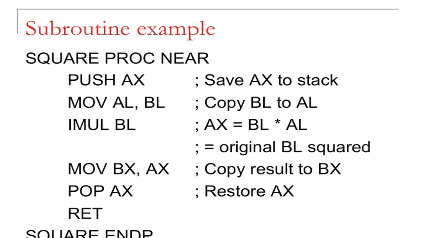We have a push and a pop. Here we only protect one register. If your subroutine uses other registers, for example CL or CX, DX, you can do the same thing, but you need to pay attention to the order. If you do push AX, then push CX, at the end, you must do pop CX, then pop AX in the reverse order. That's because that's how the stack segment is operated.